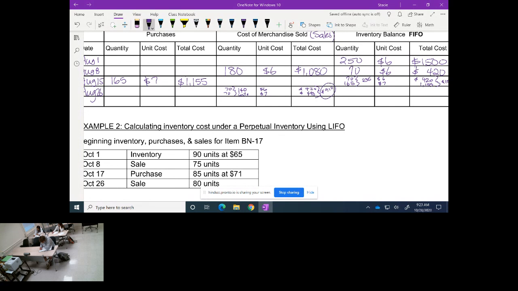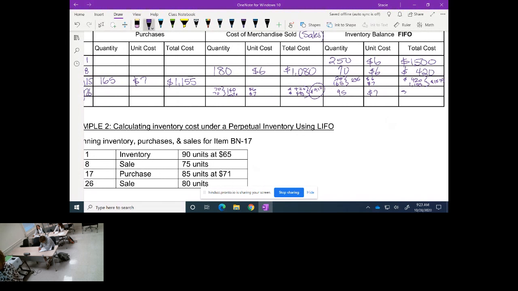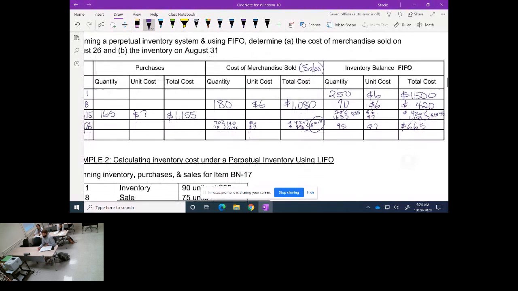Aren't you glad there are computers that do all this for you? Okay, so now what do we have left? We sold all of the $6 units. We sold 70 of the $7 units, so we have 95 left at $7. What's my ending inventory? $665. So your cost of merchandise sold on the 26th is $910. And for your ending inventory, we don't have any transactions after the 26th, so we're assuming the 31st balance is the same as on the 26th.